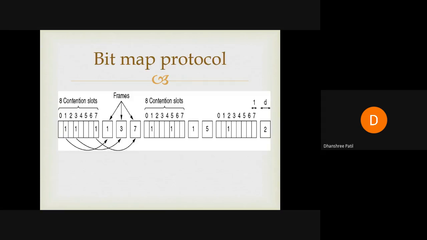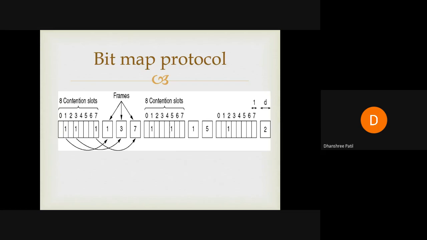So we will see one by one what is meant by the bitmap protocol. Suppose, see this diagram. First, what is given: 0 to 7, 8 contention slots are there. Contention slots are where a station wants to send a frame, or wants to send data. That is called the contention period.